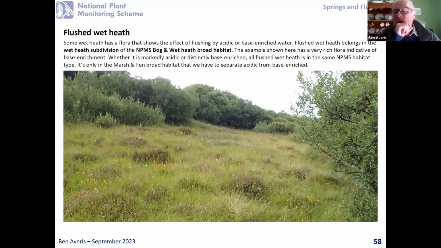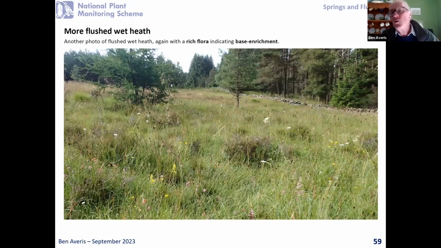Wet heath, I've mentioned wet heath earlier on. Here's an example of wet heath that is flushed. So you've got things like Narthecium, the yellow flowers, bog asphodel, and there's some quaking grass in there, not that you can really see it, but you can get a whole lot of species that indicate base enrichment growing in a flushed wet heath.